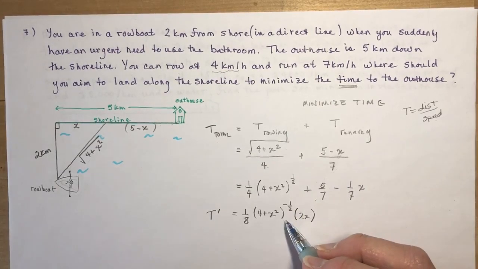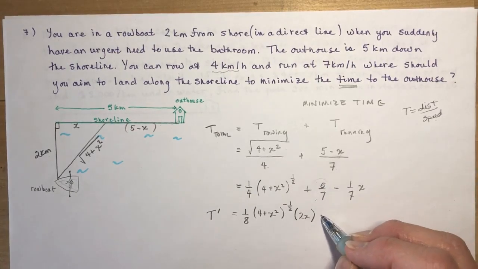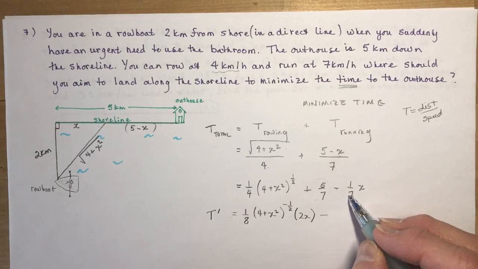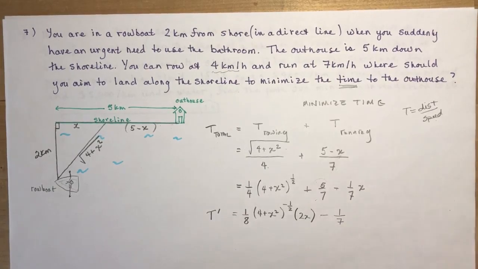Okay, so I've got that part done. This is a constant. Derivative of any constant is 0. And the derivative of minus 1/7 x is minus 1/7. Okay, so I can straighten this up a little bit, right? Because it's just kind of messy again.